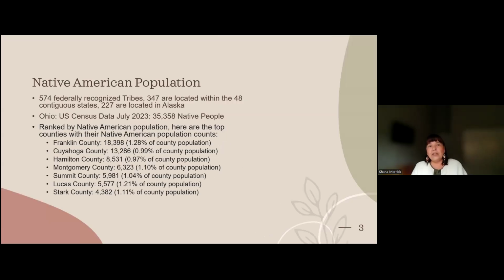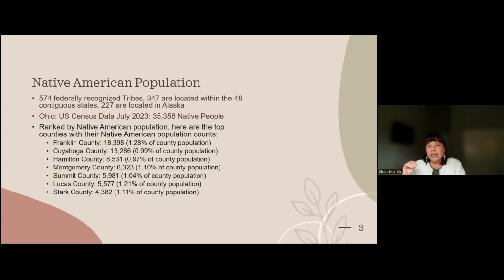So the Native American population, there are 574 federally recognized tribes. 347 of those are located in the 48 states below Alaska, and 227 are located in Alaska. I know it's not a specific Ohio echo, but I'm from Ohio and also being Native, I wanted to bring in some kind of local data as well. And so in Ohio, according to the US Census data from 2023, there are over 35,000 Native people living in the Ohio area.